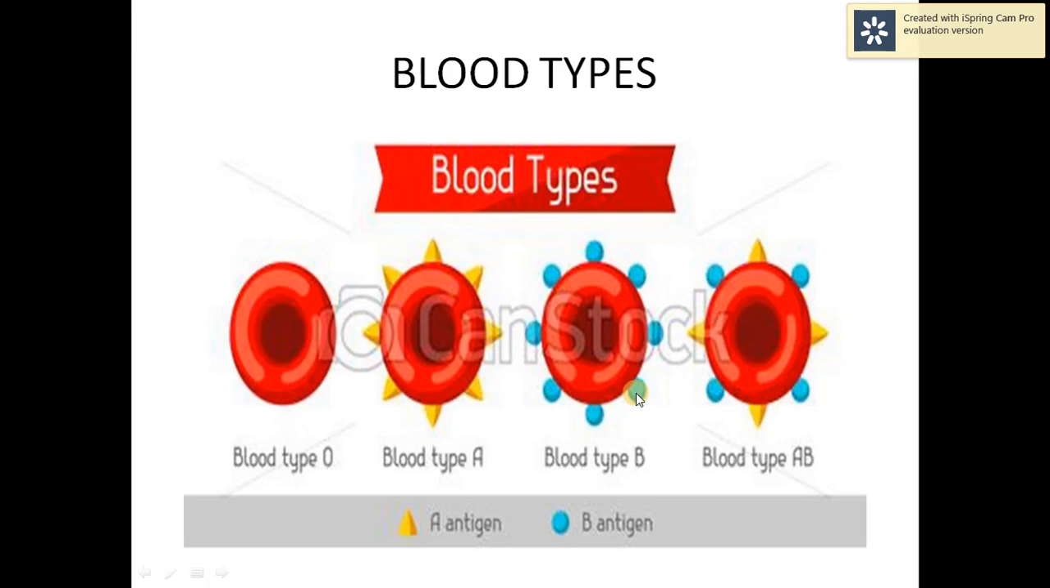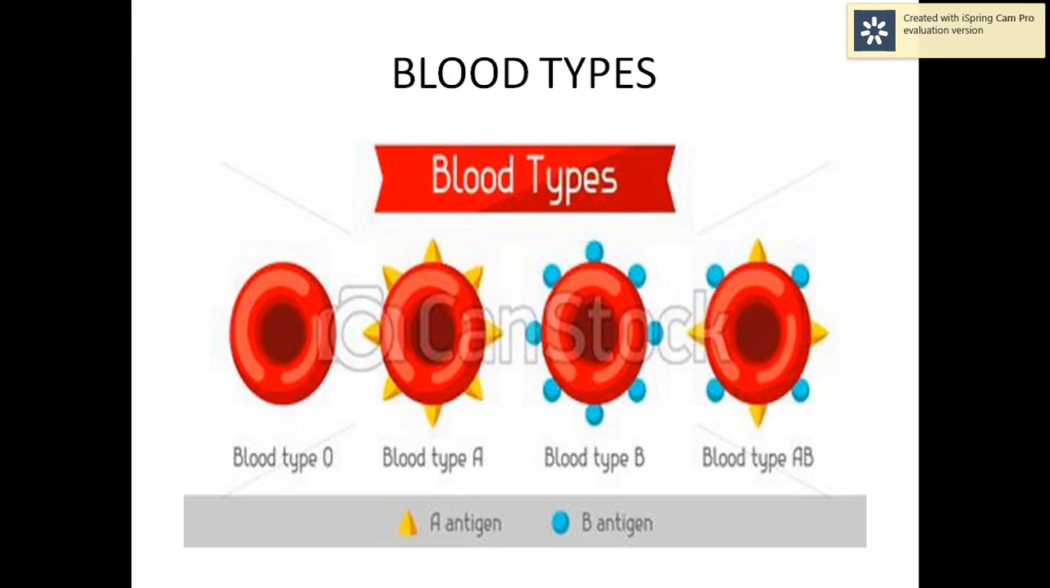Alright, am I clear? So based upon the surface antigen or the surface protein, the RBC shows the blood grouping system came into existence, whereas the ones which do not show any surface protein on the surface are called your blood type O. Is it clear now? I hope it's clear now. So this is what it is all about, your blood type.